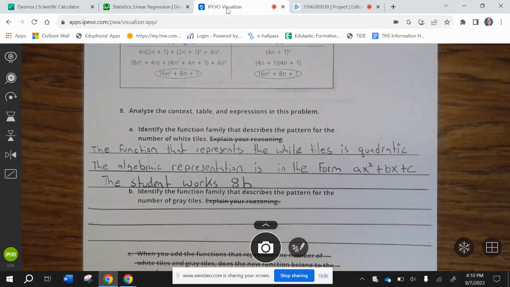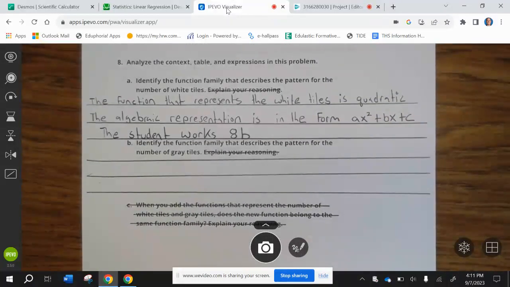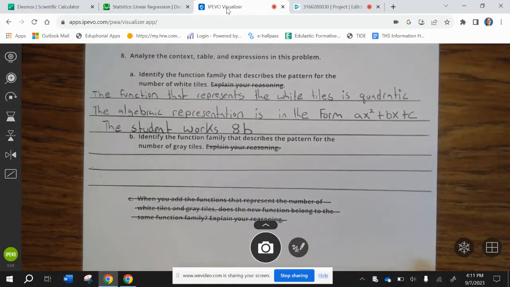Analyze context, table, and expression in this problem. Identify the function family that describes the pattern for the number of white tiles. The function that represents the white tiles is quadratic. The algebraic representation is in the form of ax squared plus bx plus c. The student works a to b, I should say. All right. Let's take a look at the next page.